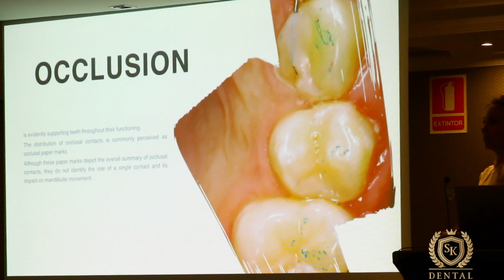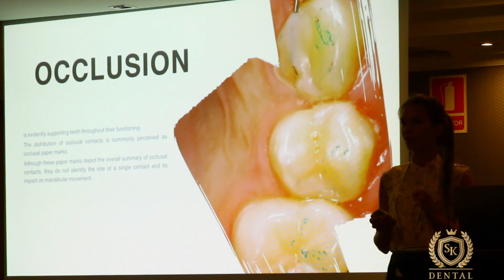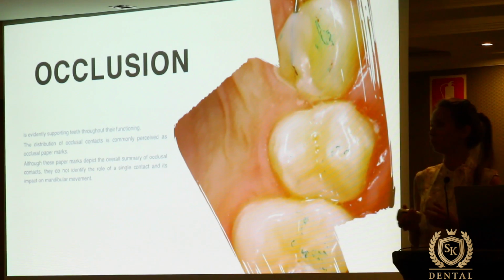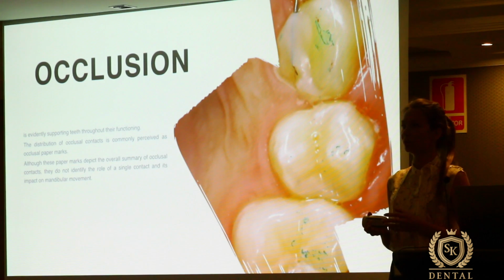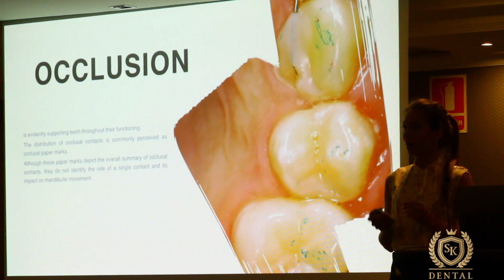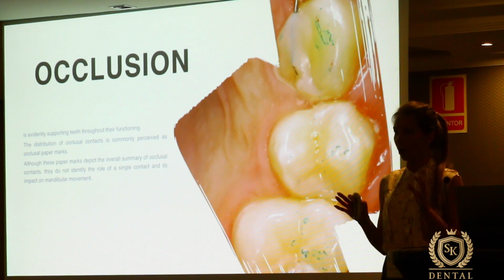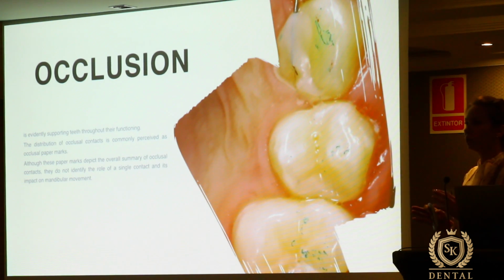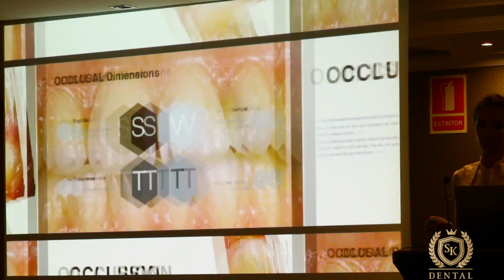Occlusion is the thing that supports the teeth through every one of their functions. And the way that we can perceive and visualize occlusion is by using the articulation paper marks. But articulation paper marks can depict the overall picture of all the contacts, and they do not give us the opportunity to identify the role of a single contact on the tooth, on the mandibular movement.